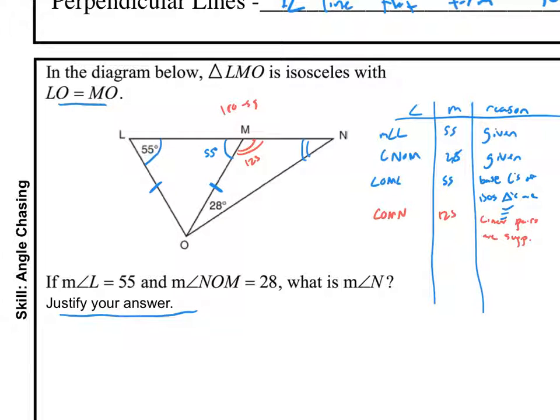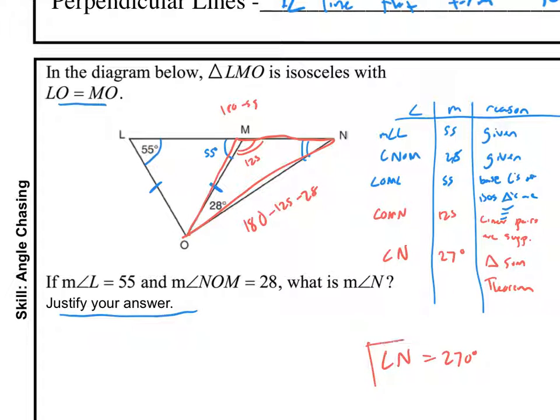And then to find angle N, we'll just use the triangle sum theorem. So we'll just do 180. So this is our triangle right here. 180 minus 125 minus 28. All right, and so angle N, if you do 180 minus 125 minus 28, we get 27 degrees. All right, and that's the triangle sum theorem. So that's our justification, and then we just say angle N equals 27 degrees. And that's how you do a question like that.